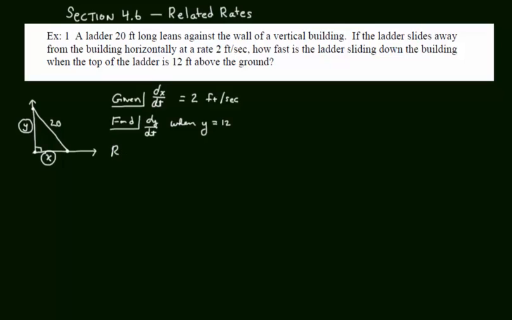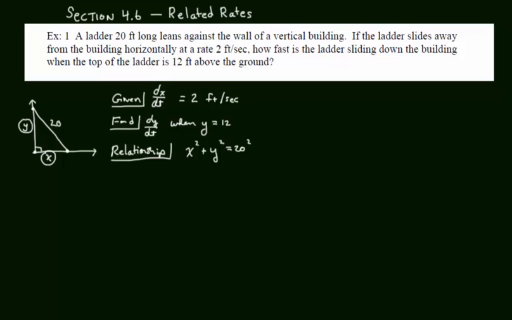So next, we need a relationship. In this relationship, we want to be able to tie the x together with the y with other information, in this case the given 20. So what relationship ties the x to the y to the 20? If you're thinking Pythagorean theorem, you are correct. x squared plus y squared equals 20 squared. That's the hard part of the problem. The easy part now is the calculus.